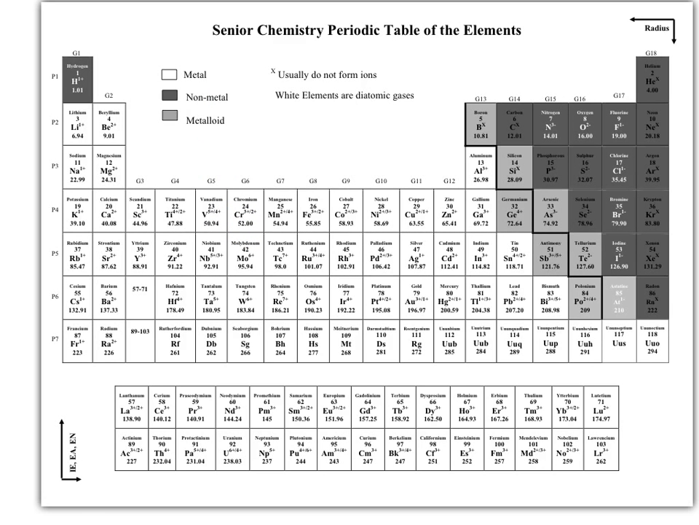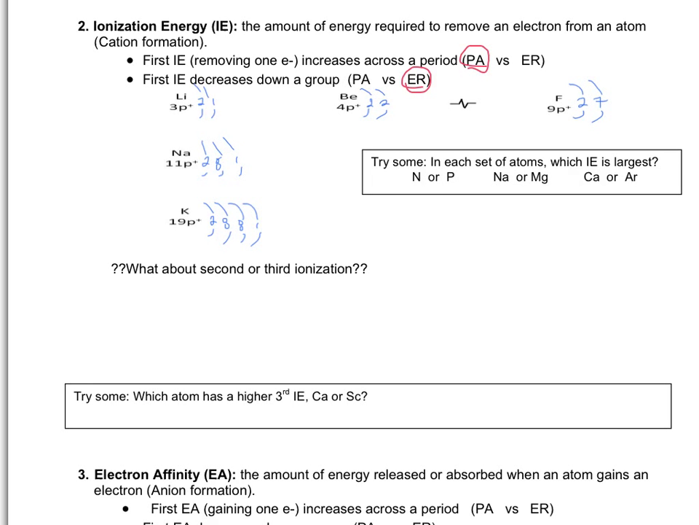Also on your class periodic table are some arrows for trends in the bottom left corner. IE, or ionization energy, increases as you go up the table and to the right. Pause the video now and use your periodic table to try some ionization energy questions.